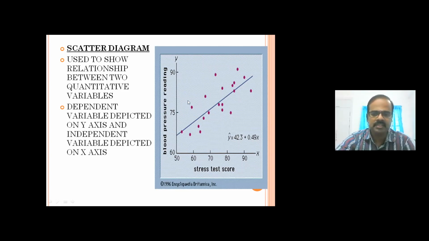Blood pressure is dependent on the stress. Blood pressure is dependent on the salt intake or whatever, right? So on the y-axis you should have the dependent variable and on the x-axis you should have the independent variable when you are drawing a scatter diagram. Okay, right.